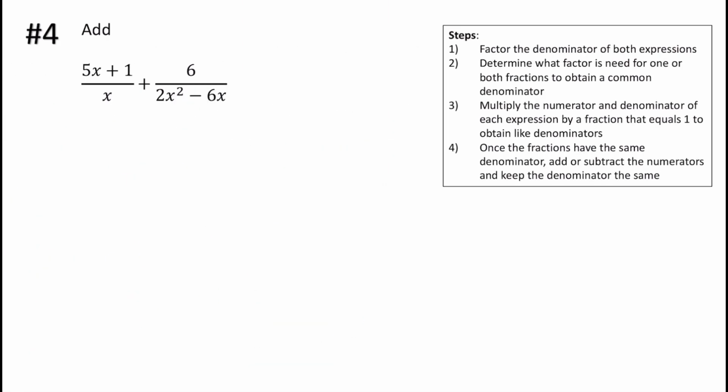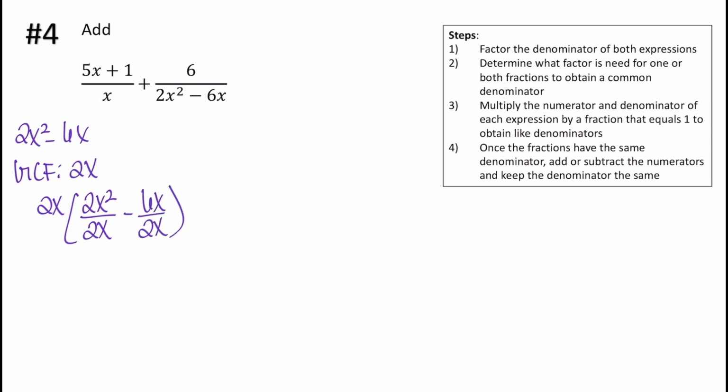So now let's go ahead and add 5x plus 1 over x plus 6 over 2x squared minus 6x. Here we have unlike denominators, right? So we need to figure out how we can make a like denominator. What we need to do is factor the denominator of both expressions to see what we have. We can't factor x, but we can factor 2x squared minus 6x. Notice that it has a GCF. The GCF will be 2x. So if I factor that out, that's going to be 2x times 2x squared over 2x minus 6x over 2x. So when you factor that out, we have 2x times, 2 and 2 cancel, and then x squared over x is just x, minus 6 over 2 is 3, and then x and x cancel.